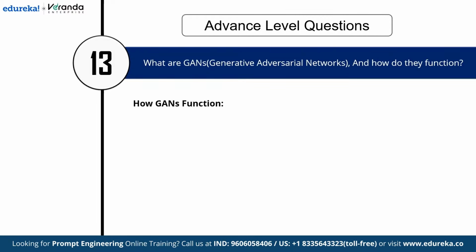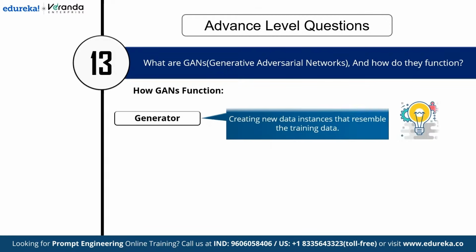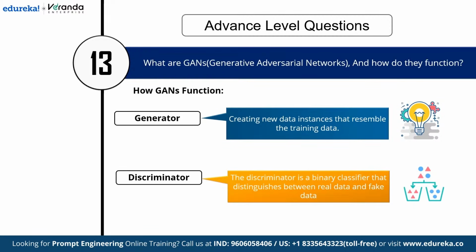Now, let us see the functioning of GANs. GANs comprise two key components, a generator and a discriminator. The generator aims to create new data instances that closely resemble the training data, whereas the discriminator acts as a binary classifier tasked with differentiating between real data samples from the training set and synthetic data generated by the generator. The adversarial relationship between the generator and the discriminator drives the GANs to produce increasingly realistic synthetic data.